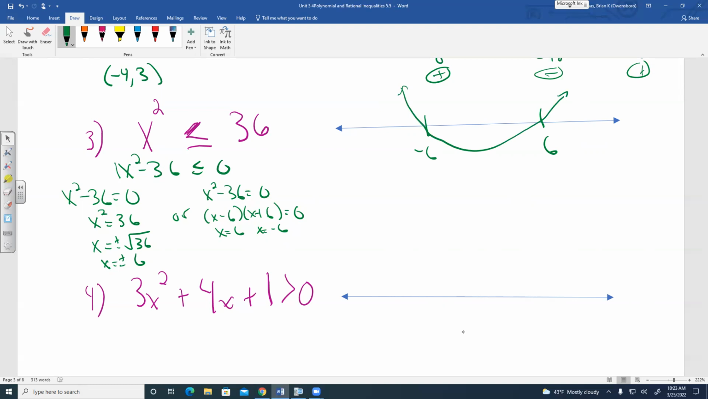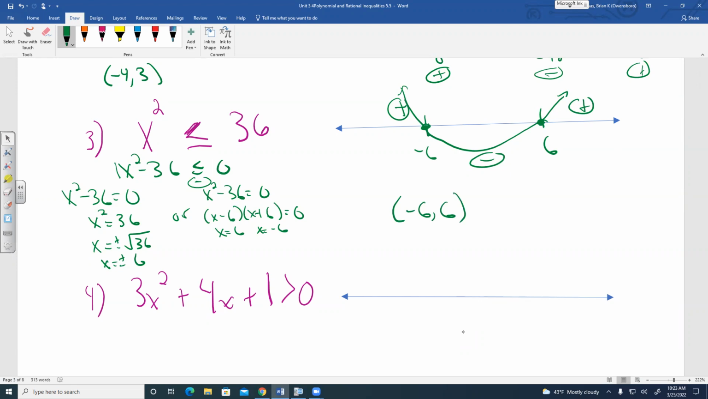Now, since I'm looking for less than or equal to 0, that means I have to include the endpoints here. And less than means I'm looking for negativity. So this also indicates that we're looking for a negative value here. Notice how if it's above the number line, this is a positive region. If it's below the number line, it's a negative region. So I want it to be between -6 and 6 as my interval. So -6 and 6 would be my solution.